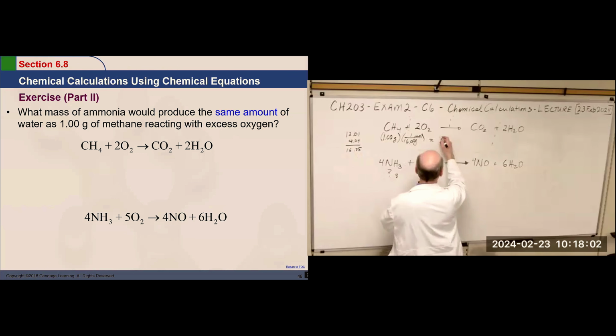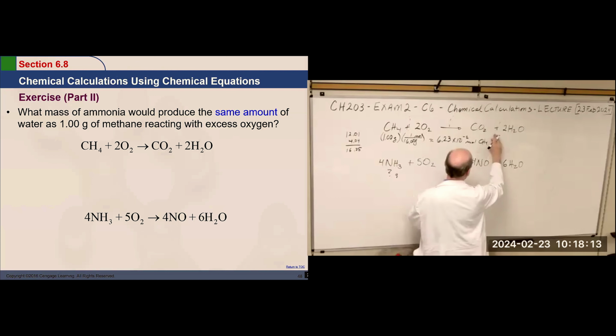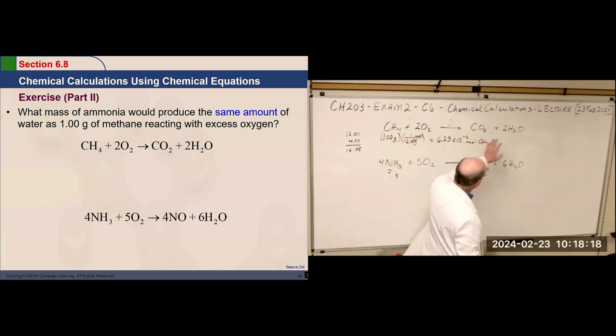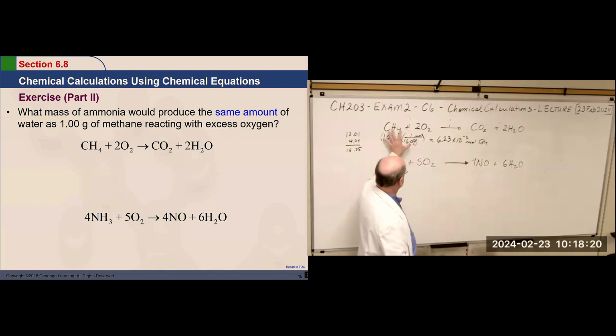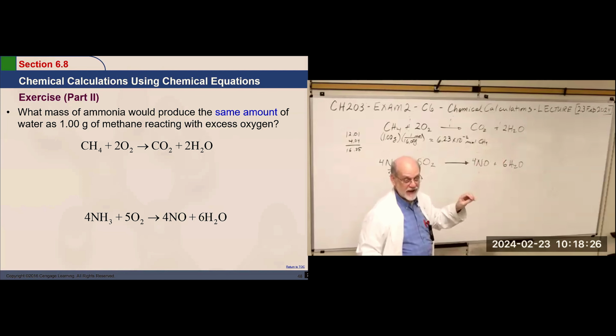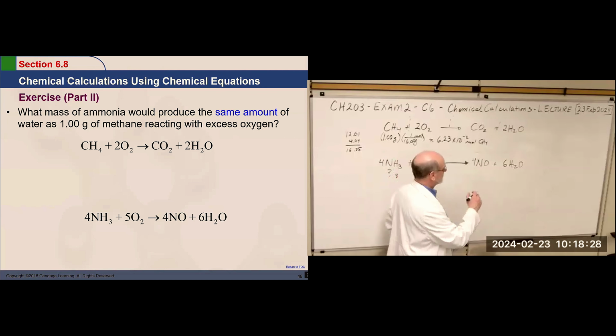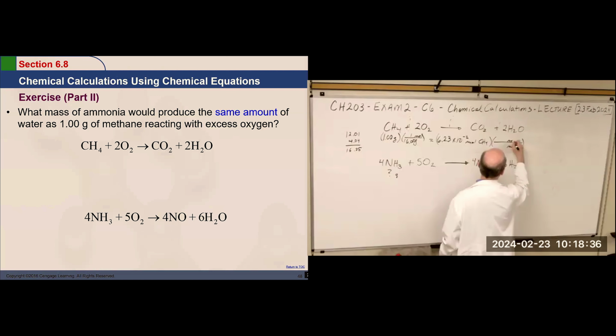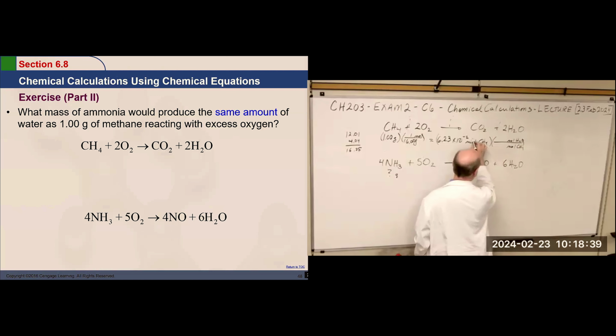And I get 6.23 times 10 to the minus 2 moles of methane. Right? Now I want to convert that. How many moles of water would that produce? This many moles of methane will produce a certain number of moles of water, and the conversion factor is the coefficients. We're going to take this one, moles of methane on the bottom, moles of water on the top, so that these will cancel.